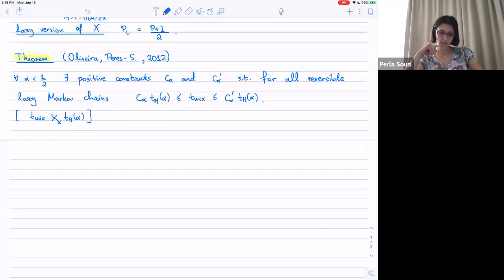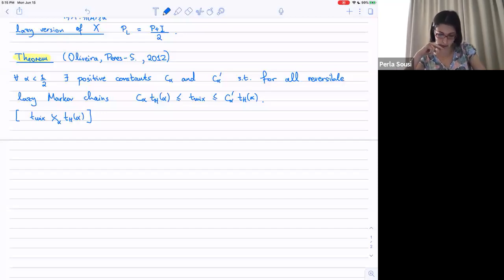So in this theorem, because of the way we proved it, the constants that we obtained, C alpha and C alpha prime, exploded as alpha approached a half. But the theorem is still true even if alpha is equal to half, and I'm going to discuss this in the next lecture.